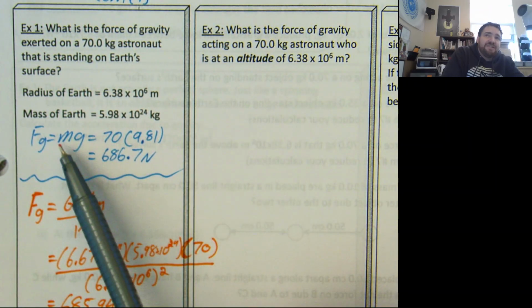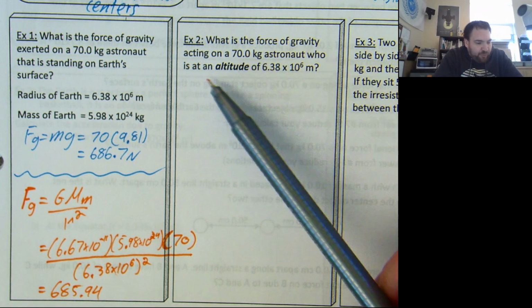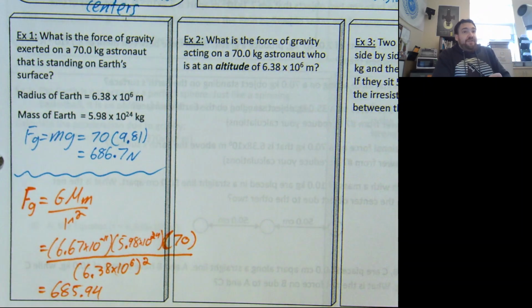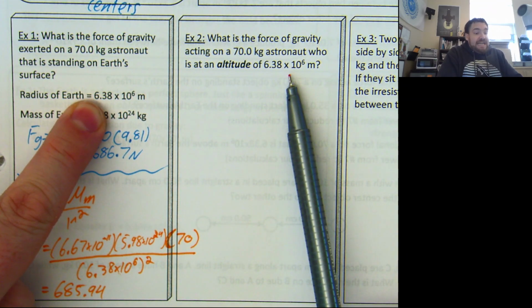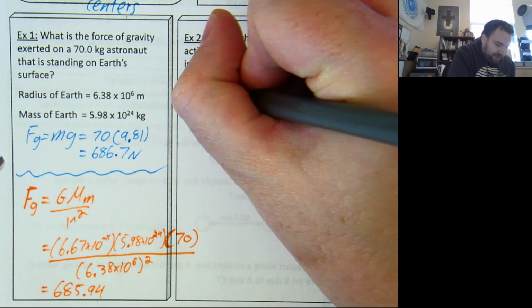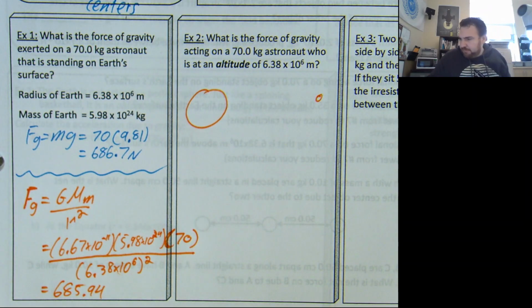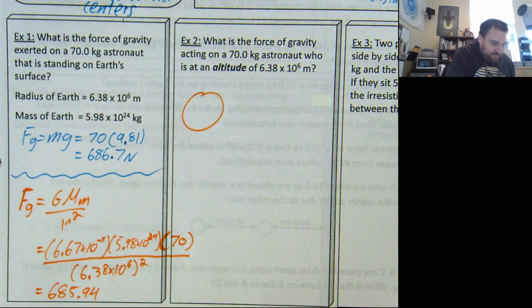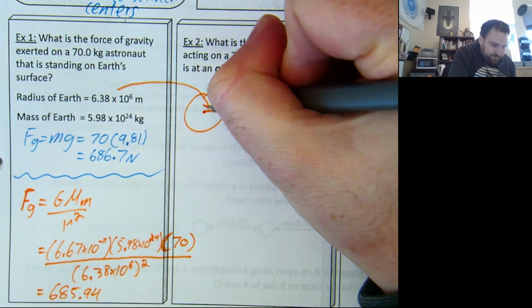What this equation doesn't let us do is handle things like this. We're going to take our astronaut and we're going to raise them to an altitude of 6.38 times 10 to the 6 meters. So the distance from the center of the Earth to the surface is this. And now we're going to take that astronaut and we're going to raise them another 6 million meters. So we've got this situation happening here. We've got the Earth, and way out here, so actually I should draw it to scale.